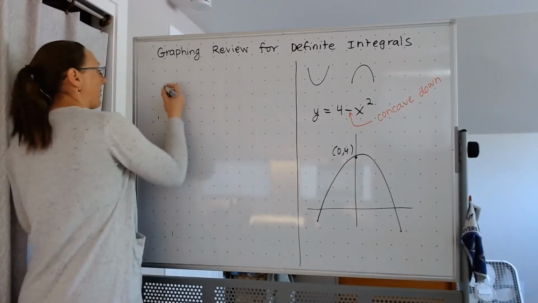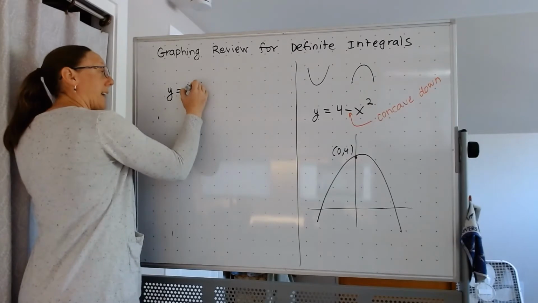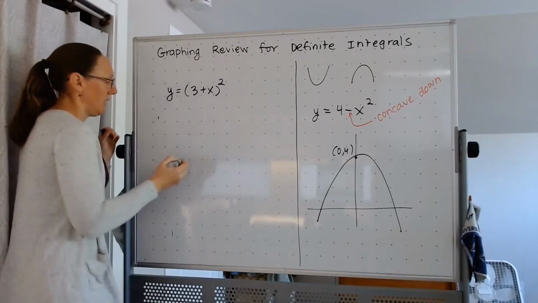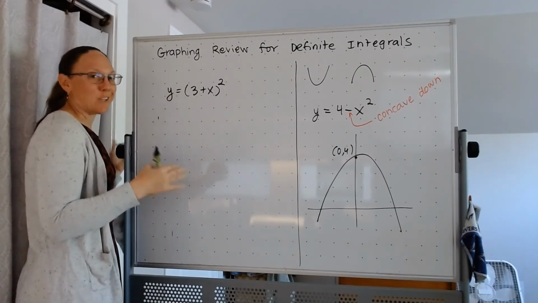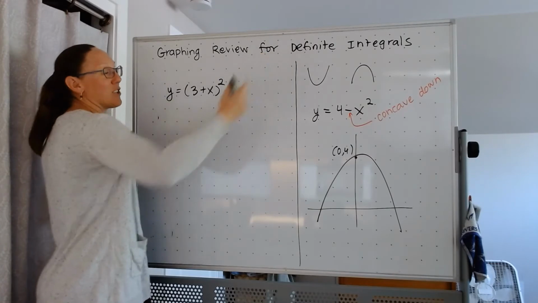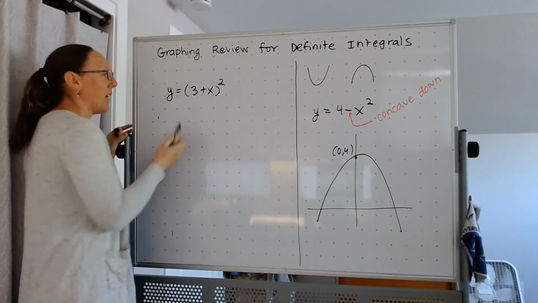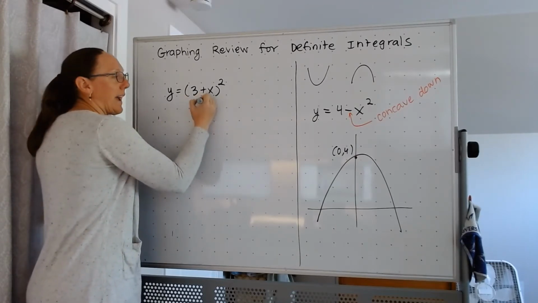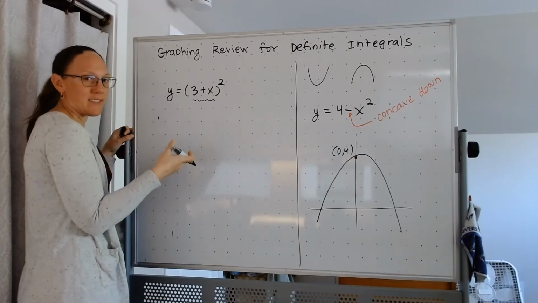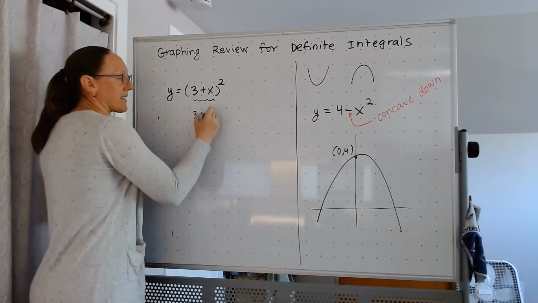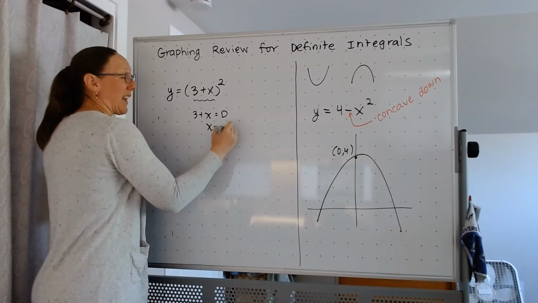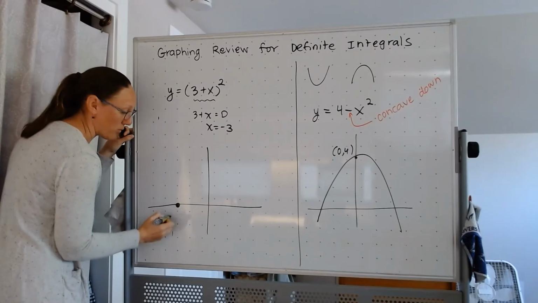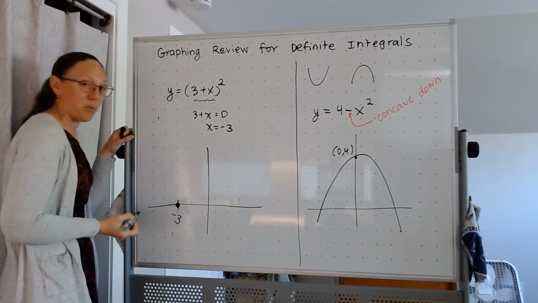So maybe I had a parabola that looked like y equals (3 plus x) squared. If I were trying to sketch this, again, just in the context of needing to do something with it for a definite integral, because I have something in parentheses squared, the thing that I'm going to note is what x value makes the part in the parentheses equal to 0. So if 3 plus x is equal to 0, that means x is equal to negative 3. So this parabola hits the x-axis over here at negative 3.